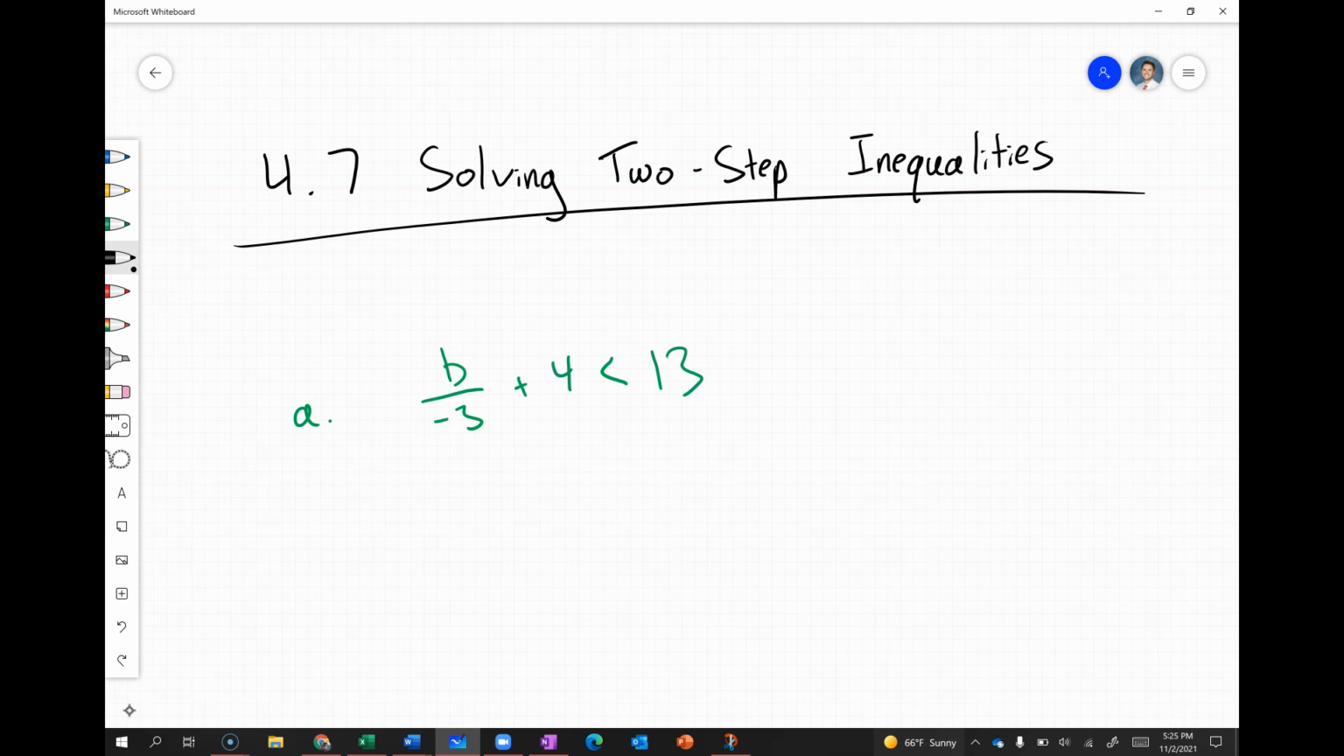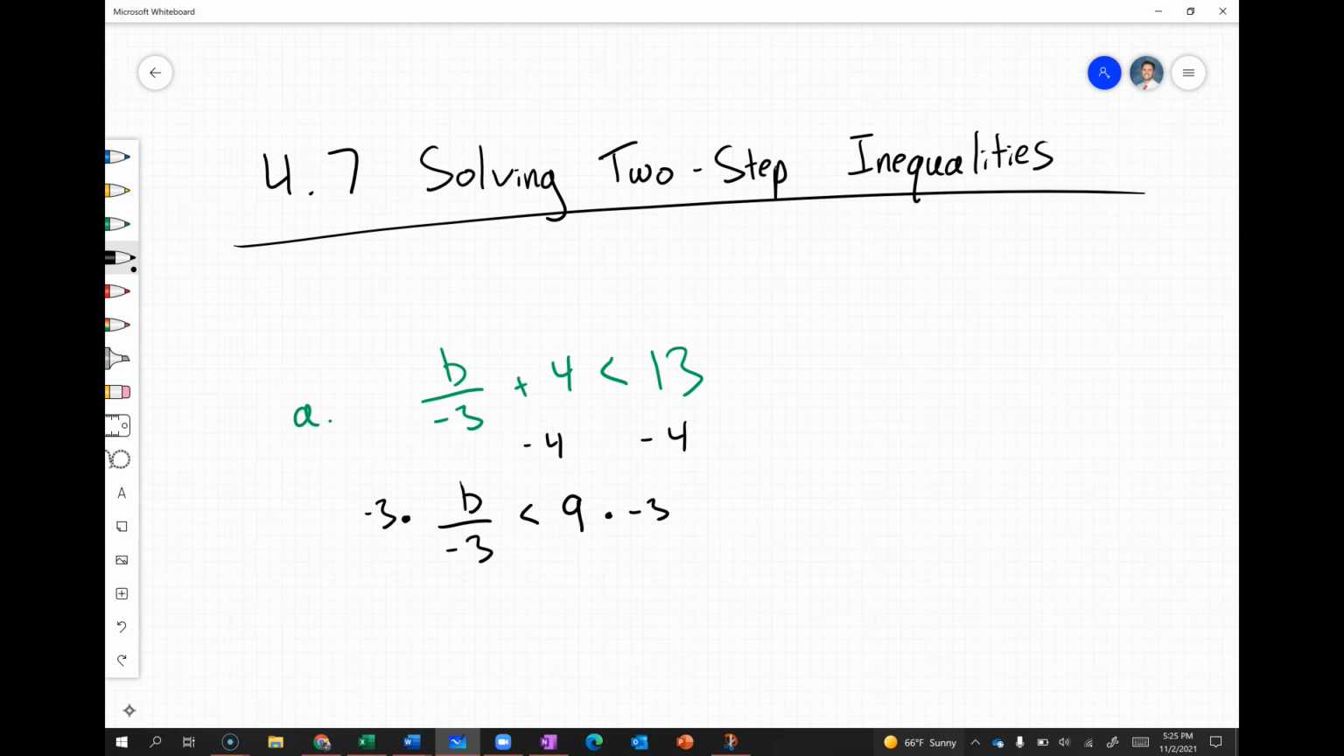So the first thing we want to do is subtract 4 from both sides. That would give us b divided by -3 is less than 9. Okay, then in order to isolate b, we need to multiply both sides by -3. That's the inverse operation of dividing by -3.